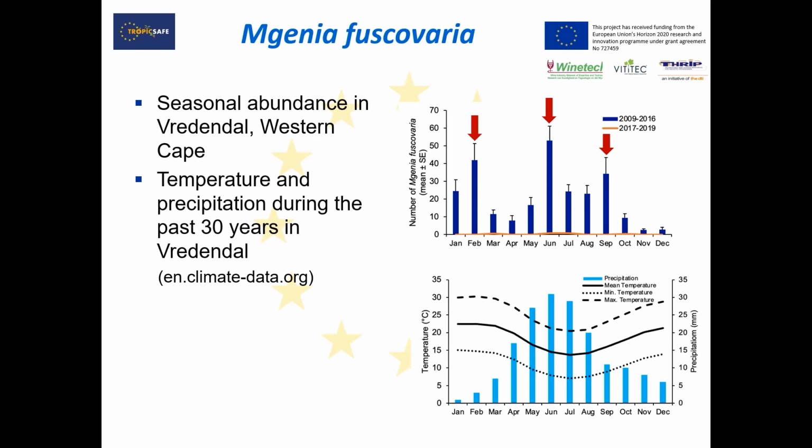Vredendal falls into the winter rainfall region in South Africa, which is characterized by a Mediterranean climate. The bottom graph shows that most of the rainfall is received during the austral autumn and winter from April to August. Temperatures are highest from November to February. In general, Mgenia fuscovaria numbers are highest during June, when the rainfall is highest. The lowest numbers were caught during November and December, which together with January and February are the hottest months in the region.